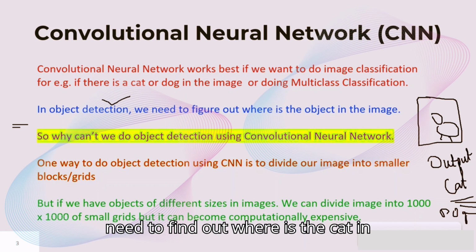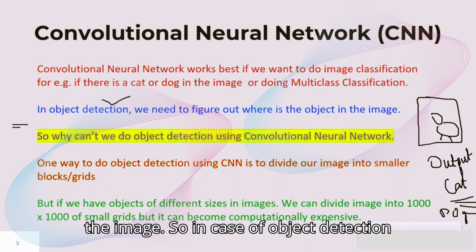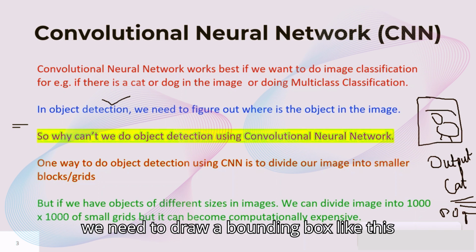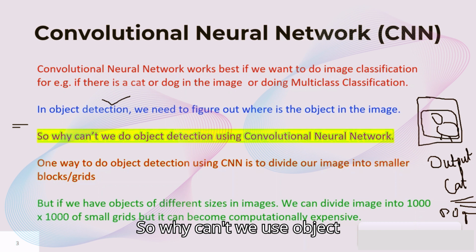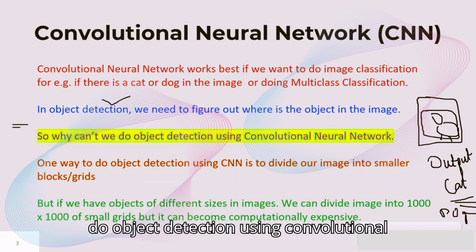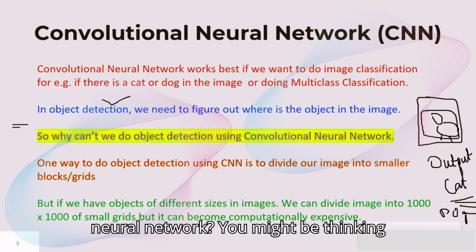But in the case of object detection, we need to figure out where the specific object is in the image. Like we need to find out where the cat is in the image. So in the case of object detection, we need to draw a bounding box around the cat in the image. So why can't we do object detection using convolution neural network? You might be thinking this.